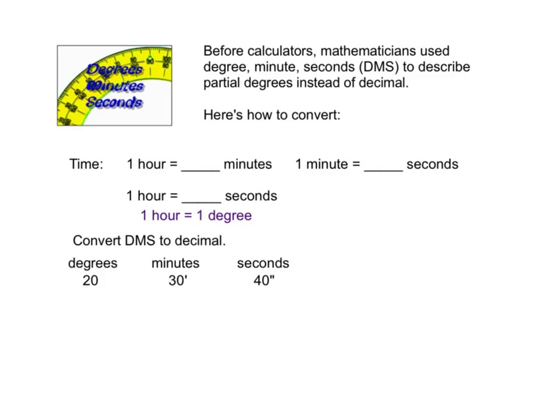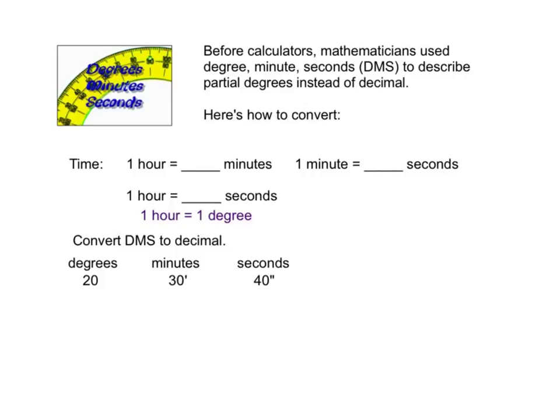Before calculators, mathematicians used degrees, minutes, and seconds to describe bits of a degree. So instead of having half a degree or a quarter of a degree, we actually have minutes and seconds, and they correspond to time. We want to be able to convert those because you're going to see angles written in degrees, minutes, and seconds in your book, and I want you to be sure that everybody's on the same page and we know how to deal with them.